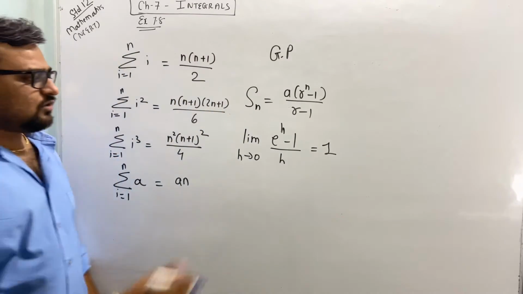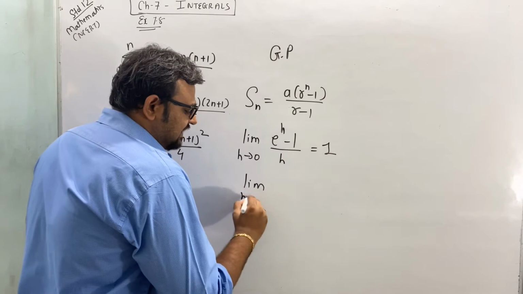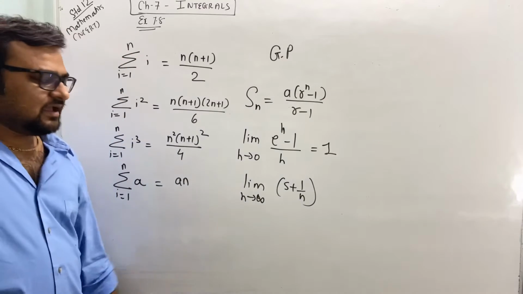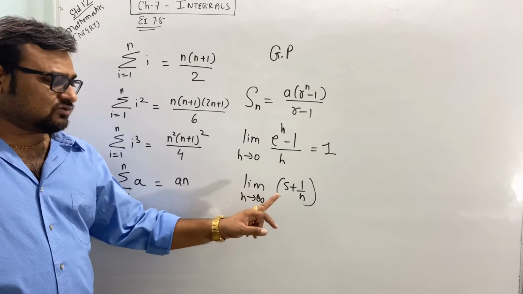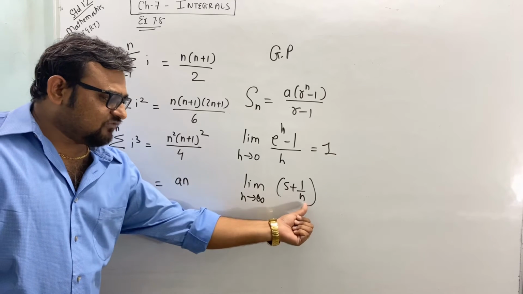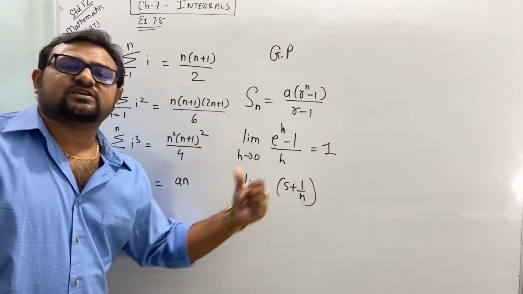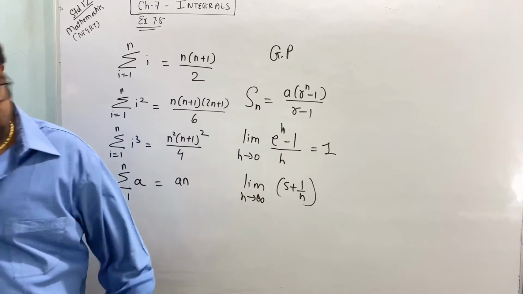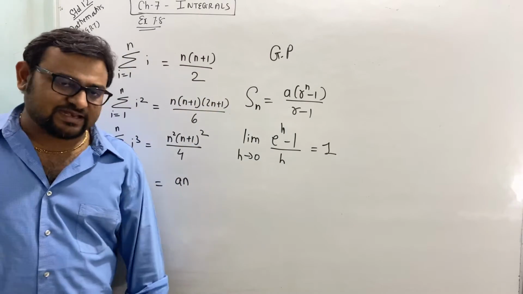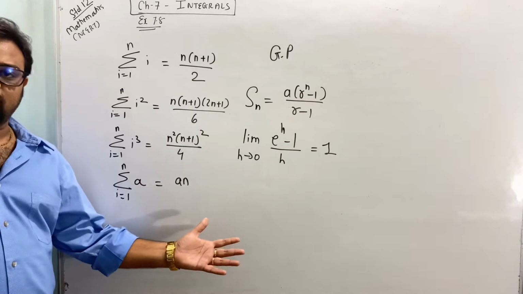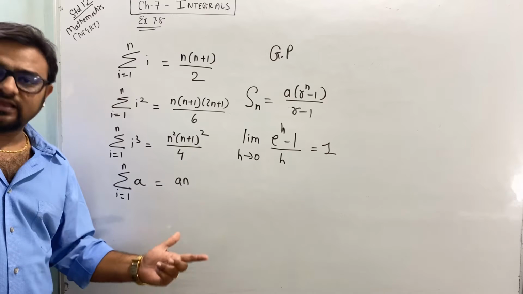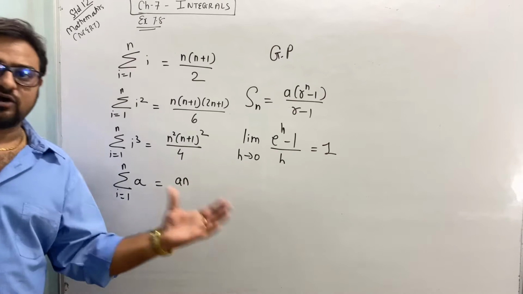Now, if it is like this, n tends to infinity, we will also have some intermediate steps like this. At that time, when I put the value of n as infinity, it will be 5 plus 0. Clear? So this is also one type of intermediate step. At present, just note down these formulas. You will be using them in exercise 7.8. So note it down.